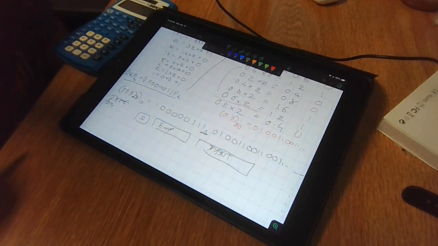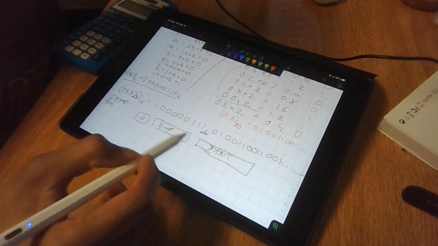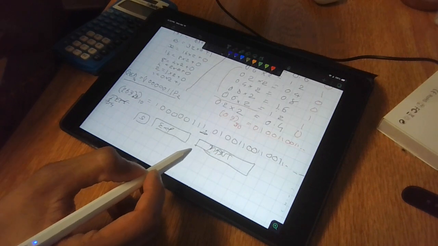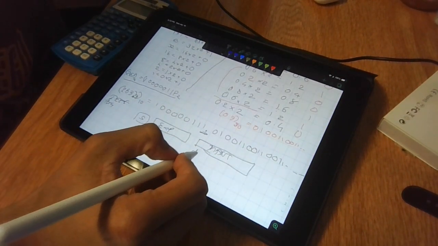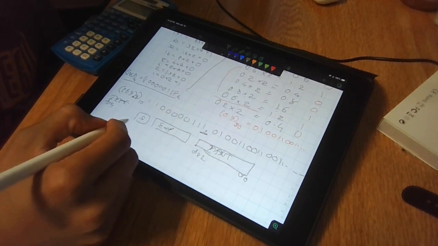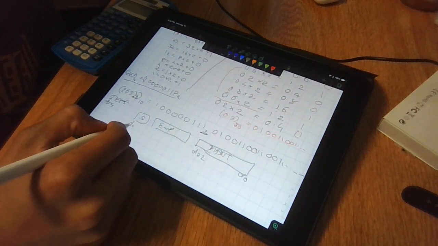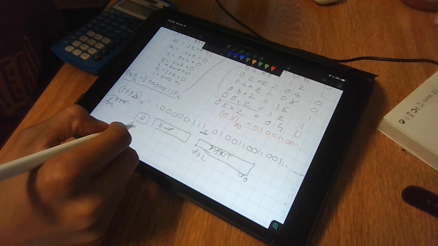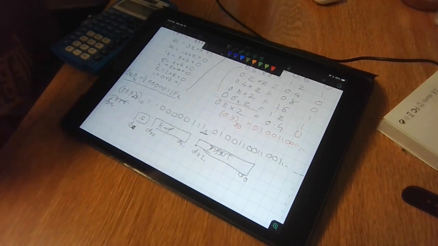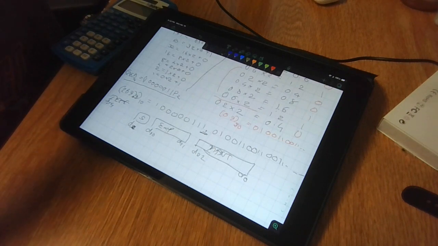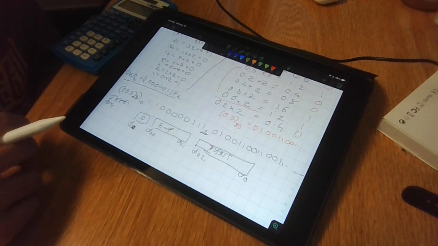Now the mantissa for 32 bits starts from D22 and goes to D0. This is the sign bit, D31, and this is D30 to D23, if I'm not wrong. Okay, let's check the location.